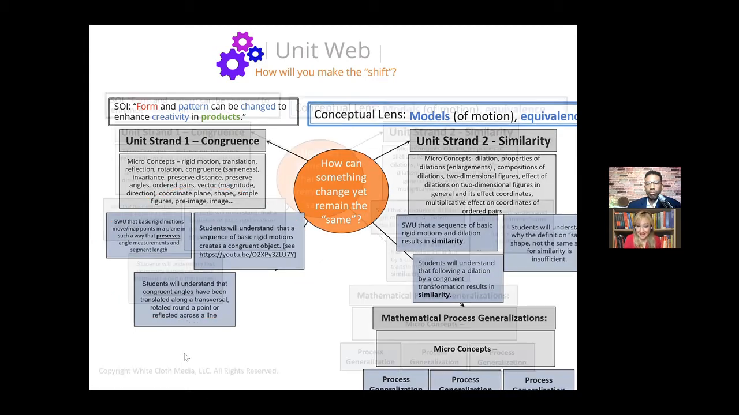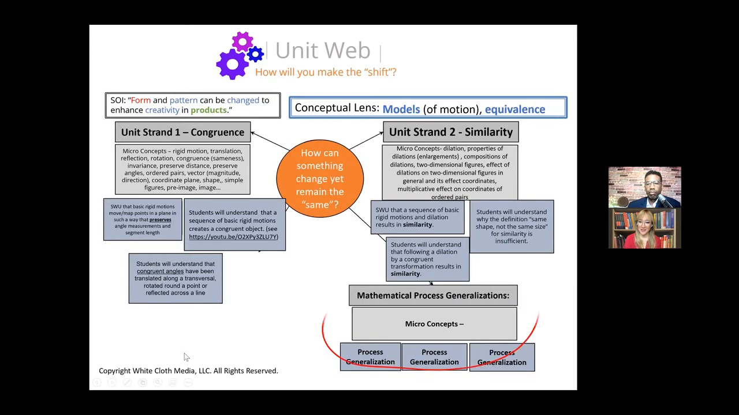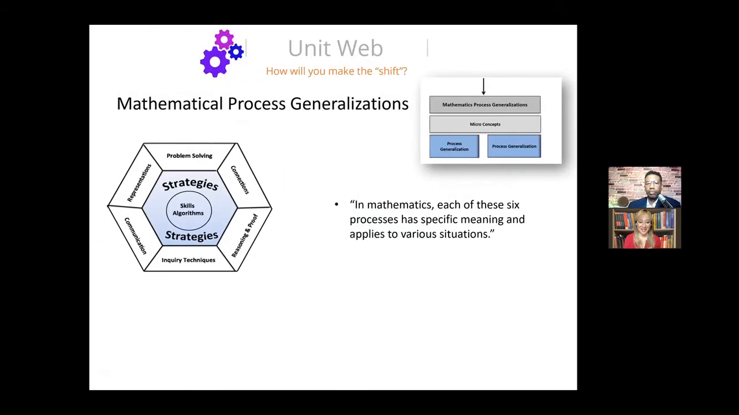Now, as well as the content and the knowledge in mathematics, we know that we also have processes. So you can see down here, there is a section for us to identify a mathematical process and to create and craft a generalization based on the processes. So what processes do we use? Well, I've come up and distilled these 6 that you can see in a hexagon. So we have problem solving, making connections, reasoning and proof, inquiry techniques, communication, and representations.